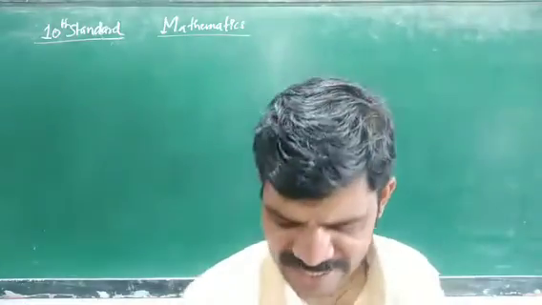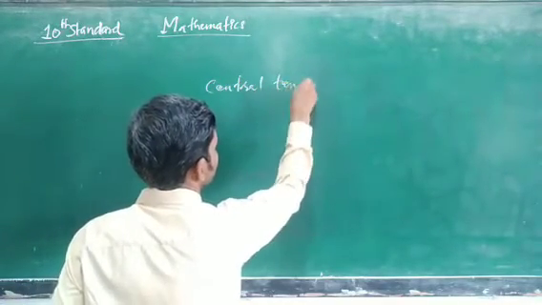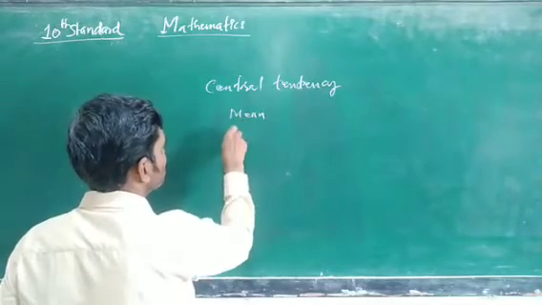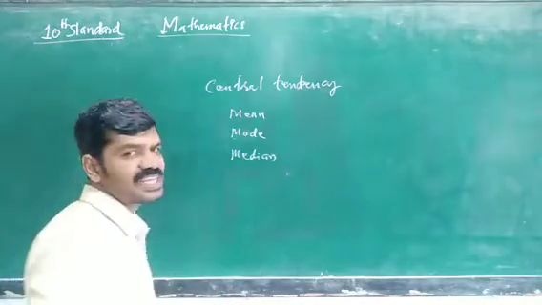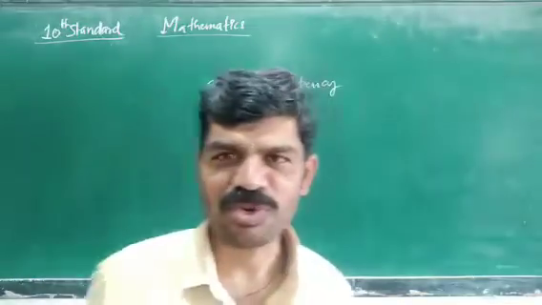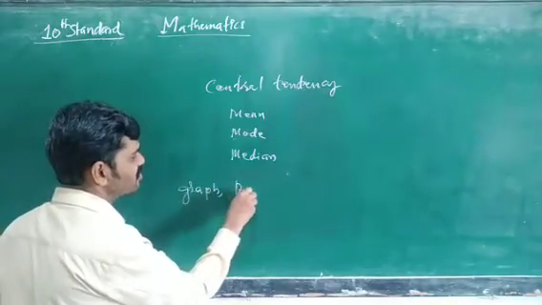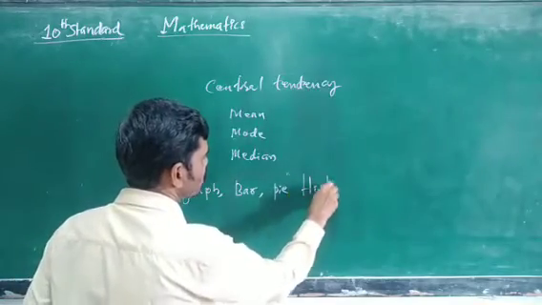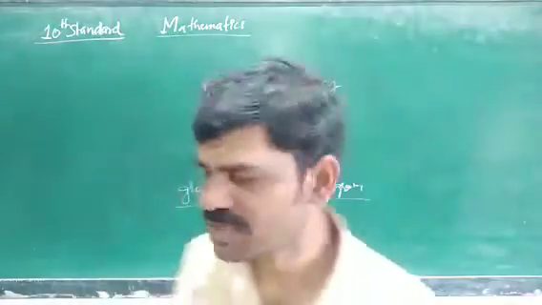The central tendency, that is, mean, mode, median. In 8th standard we have discussed different kinds of graphs: bar graph, pie chart, histogram. So we discussed these graphs.